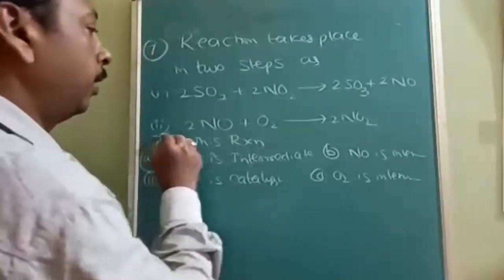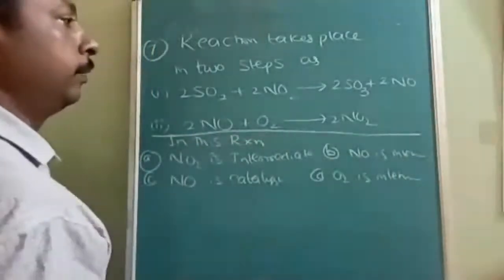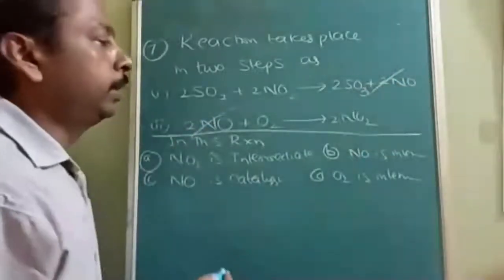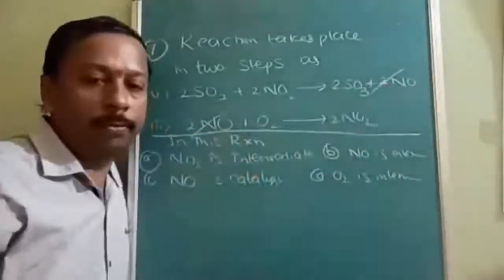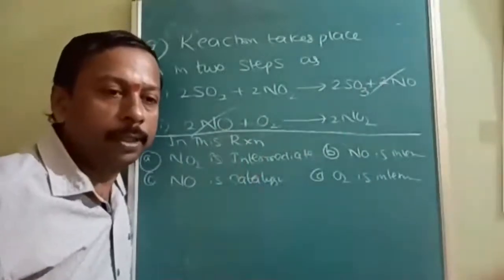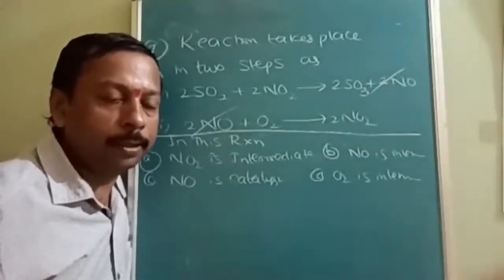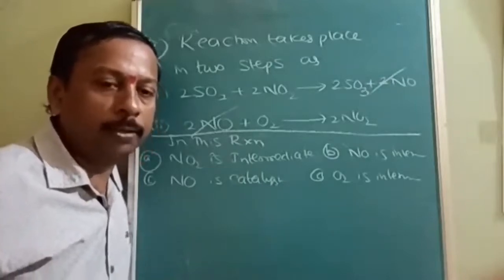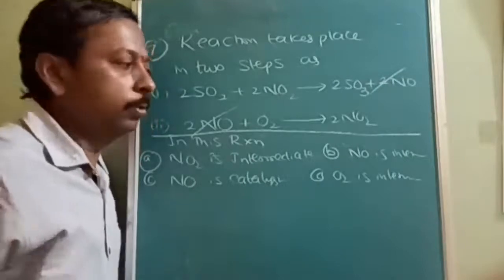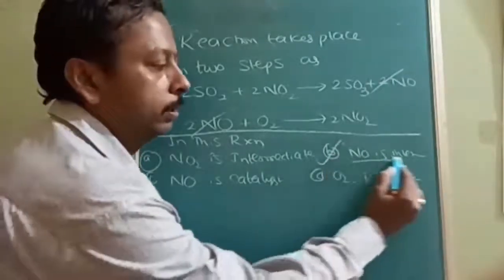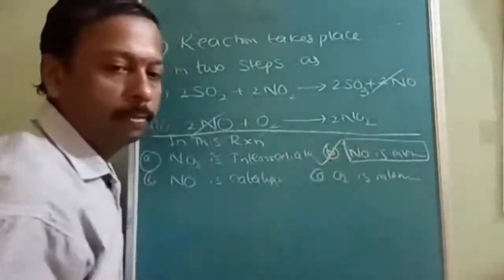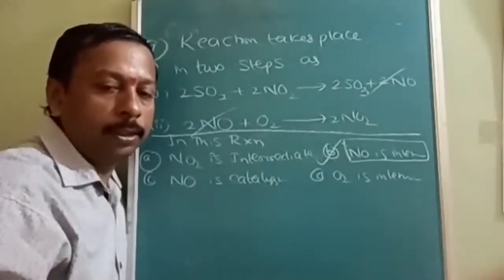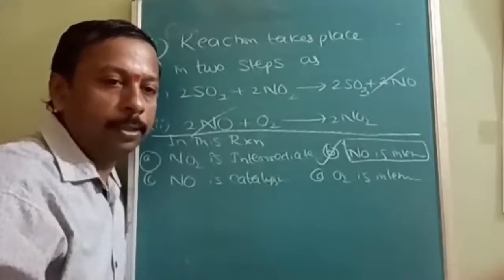See, when you add all of them, this and this get cancelled. And the net reaction does not involve NO. So any substance which does not occur in the final reaction but is produced in one step and consumed in another step is called an intermediate. So option B is correct. What is it? NO is intermediate. Okay. So B option is correct.